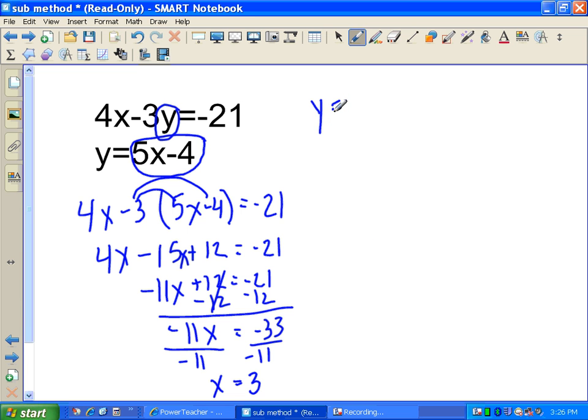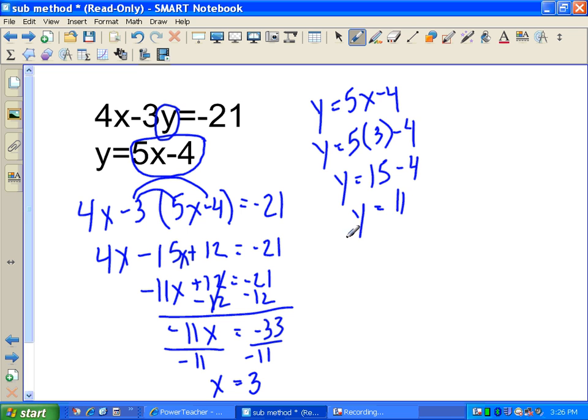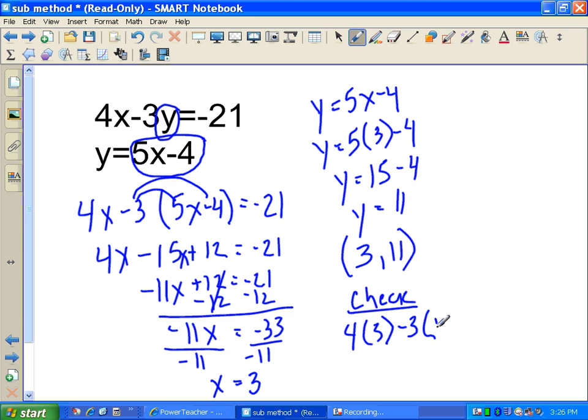Take that x value, plug it into the 5x minus 4 equation. Y is going to be equal to then 5 times 3 minus 4, or y equals 15 minus 4. Y equals 11. Looks like we have an intersection at 3 and 11, x and y. To do a check, 4 times 3 minus 3 times 11, is that equal to negative 21? 12 minus 33, negative 21. Check.